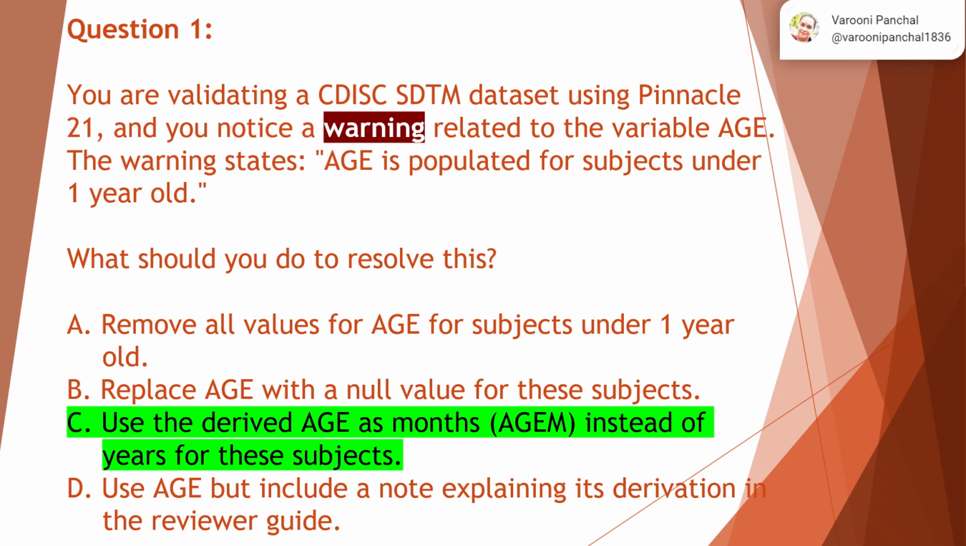Option A says remove all values for AGE for subjects under 1 year old. No, you cannot remove all these values. Replace AGE with a null value for these subjects. No, you cannot replace with a null value. Use AGE but include a note explaining its derivation in the reviewer guide. No, you cannot do this. So what you can do is use the derived age in months, AGEM, instead of years for these subjects. So the answer is C.